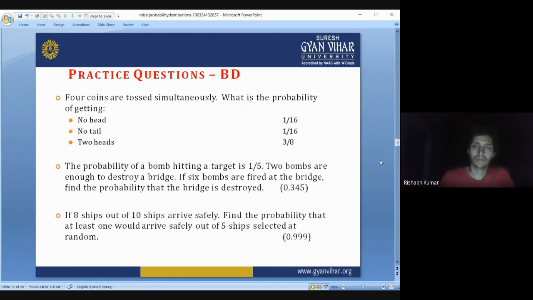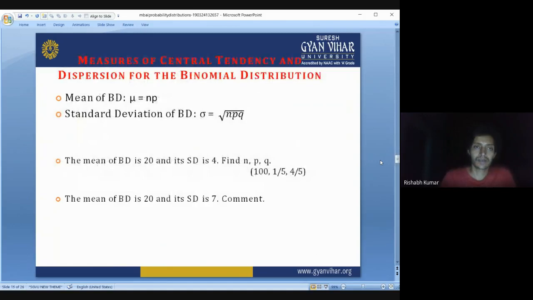Then measures of central tendency and dispersion for the binomial distribution. The mean of the binomial distribution, mu, is going to be np. n is the total number of terms that is given in the question, and p is the probability of success. The standard deviation of the binomial distribution is sigma equal to under root npq. n is again the total number of terms, p is the probability of success, and q is the probability of failure, or 1 minus p.